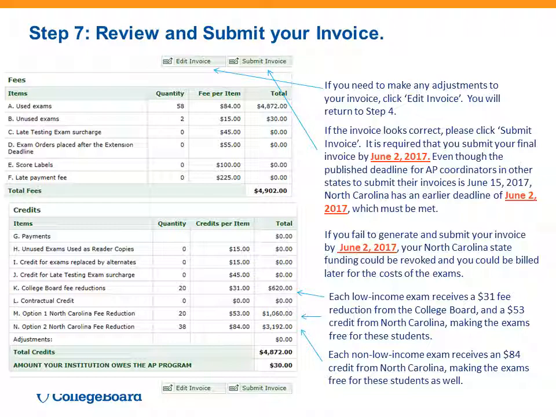So as you can see on the screen, each low-income exam receives a $31 fee reduction from the College Board and a $53 credit from North Carolina, making the exams free for those students. And each non-low-income exam receives an $84 credit from North Carolina, making the exams free for the students as well. Again, this is unique to our state. This is not the situation in most other states. So that's why your process is a little different here in North Carolina.